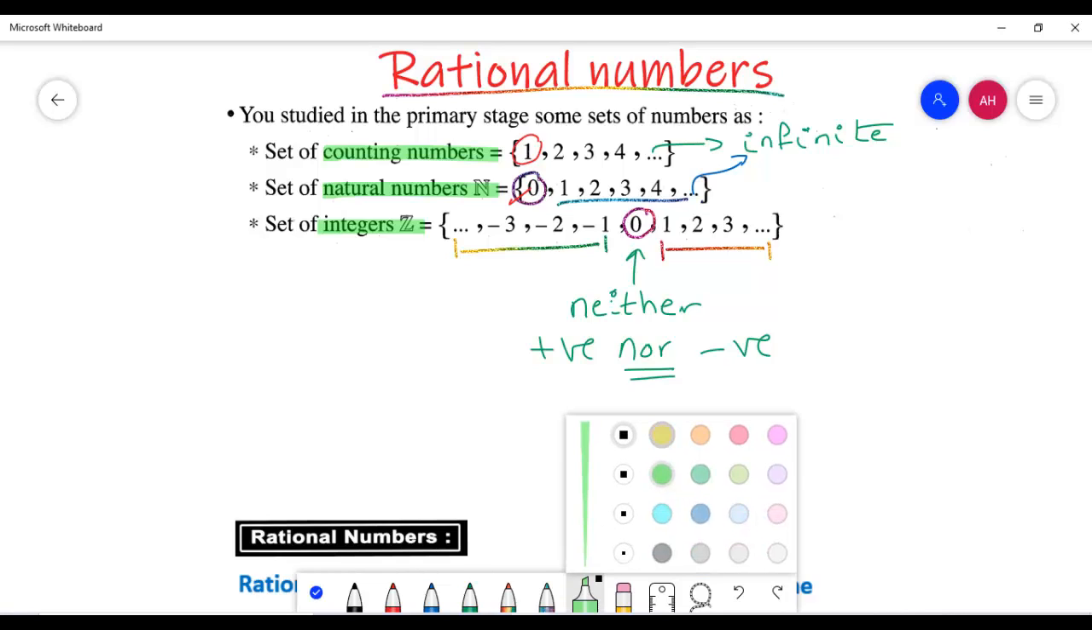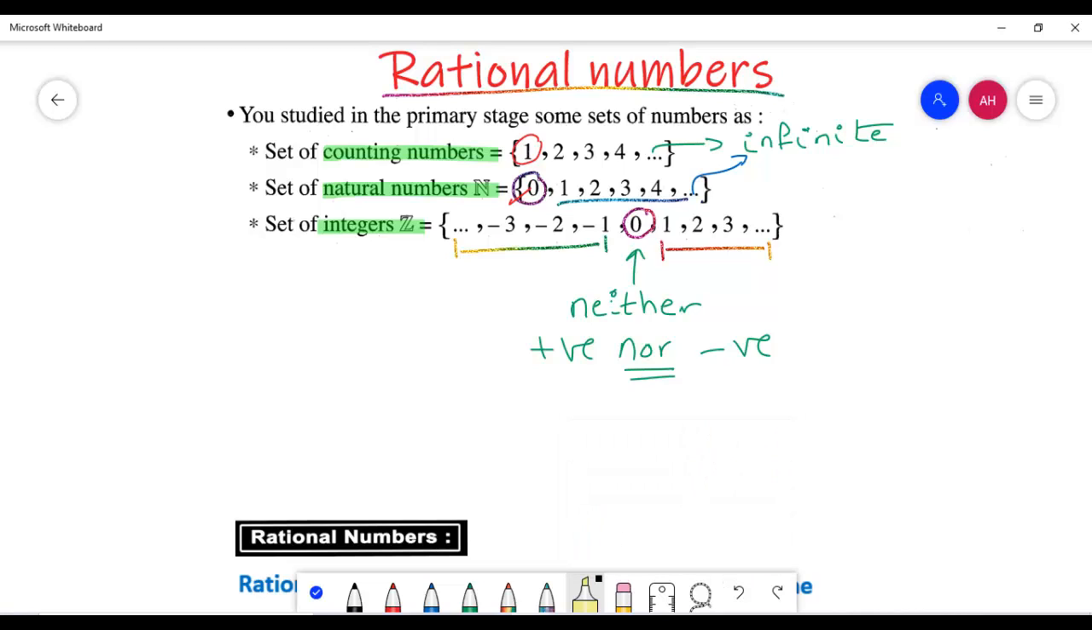By having a look at this set, you will find that this set is infinite. I cannot say exactly what is my smallest integer. And also, I can't say what's my greatest integer. The set of integers is infinite from both directions. I don't know what is the smallest integer or the greatest integer. But I know that 1 is my smallest positive integer and negative 1 is my greatest negative integer.